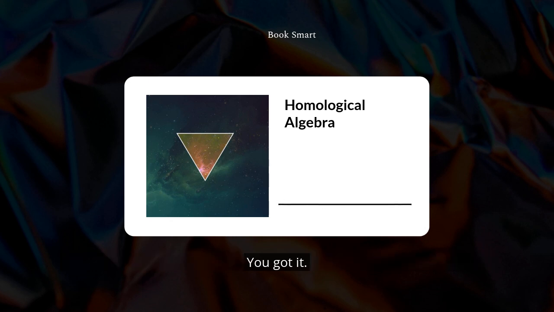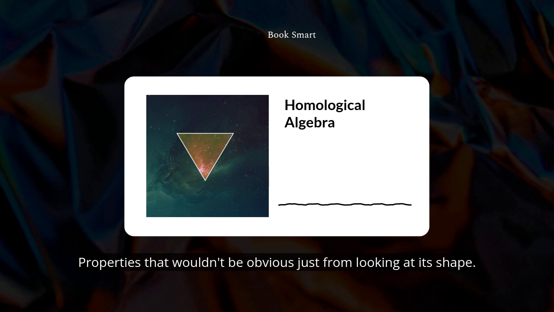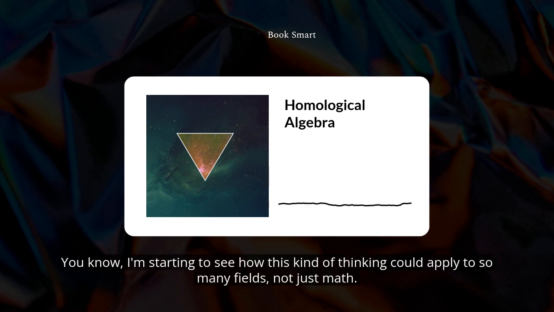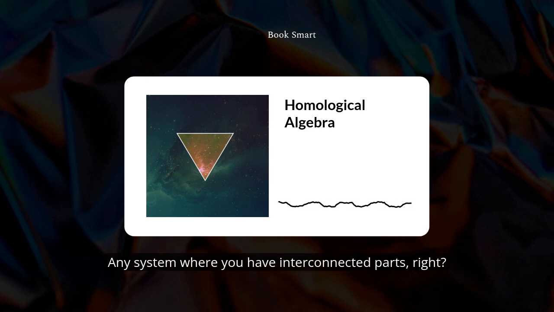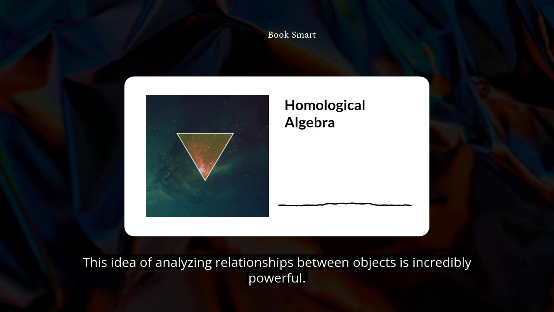You got it. And by studying those connections, we can unlock some pretty incredible properties of the triangle, properties that wouldn't be obvious just from looking at its shape. Wow, that's amazing. I'm starting to see how this kind of thinking could apply to so many fields, not just math. Any system where you have interconnected parts, right? Absolutely. From networks and data structures to social interactions and even the structure of the universe itself. This idea of analyzing relationships between objects is incredibly powerful.